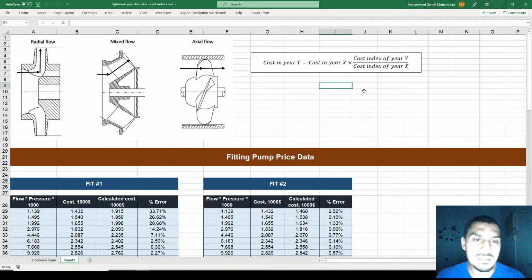The cost index is calculated by some organization, I don't know exactly who does the estimation, but it's published every year for each year, and sometimes it's per month. The cost index per month is also produced. I usually get it from a website called Chemical Engineering Online.